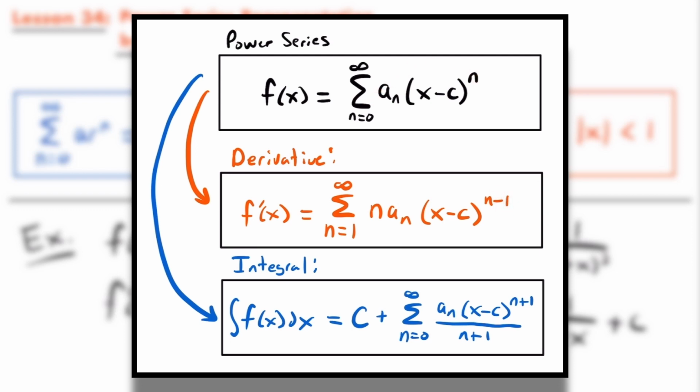That's all you have to do to take the derivative of a power series. You leave everything else alone. Everything else that doesn't involve x, that you would classify as being a sub n, is not going to change when you take the derivative of your power series.